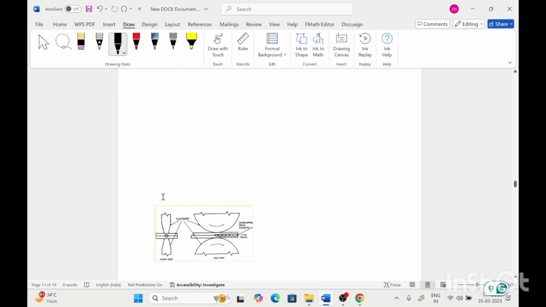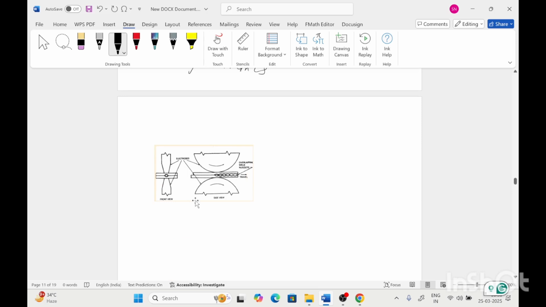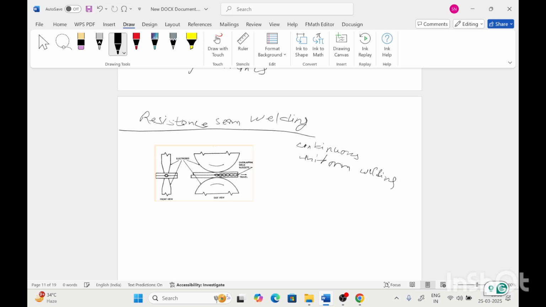Next welding is the resistance seam welding. So in resistance seam welding, a continuous uniform weld joint forms, or where we can say the welding spots are formed. Means these are the continuous welding spots. So this is generally carried out by using roller electrodes.